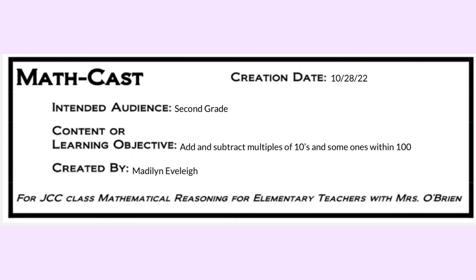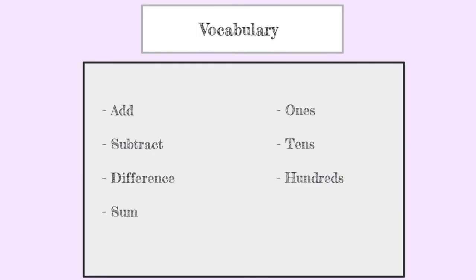Today, our intended audience is 2nd grade, and our learning objective will be to add and subtract multiples of 10 and sum ones within 100. Before we get started on our lesson today, we do need to go through some vocabulary. The words we will be going over today are add, subtract, difference, and sum, ones, tens, and hundreds.